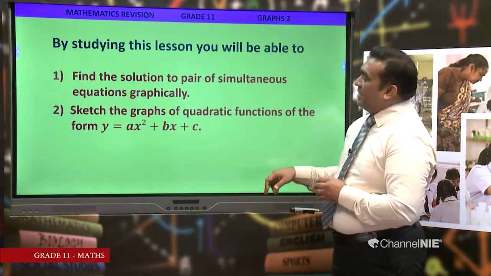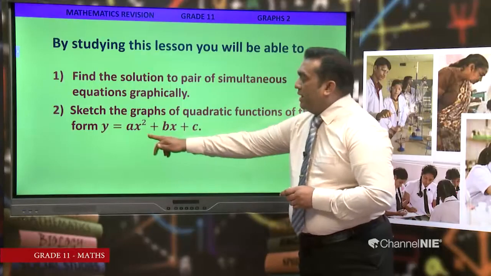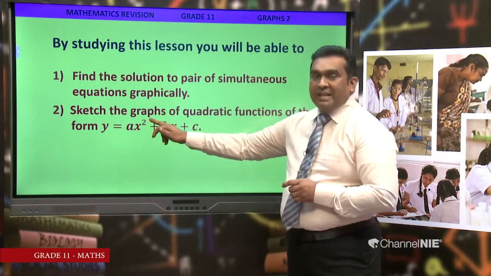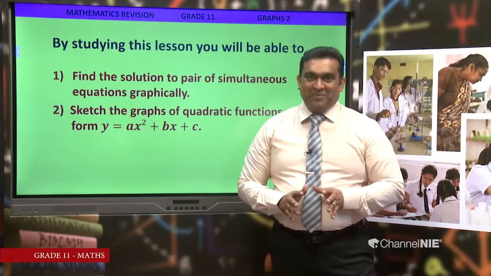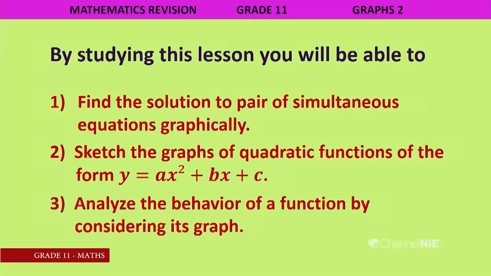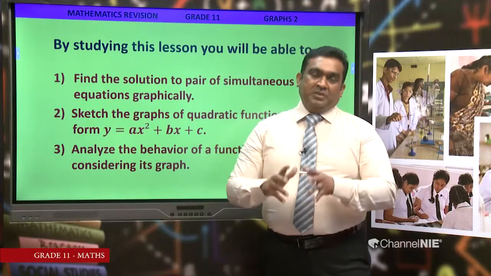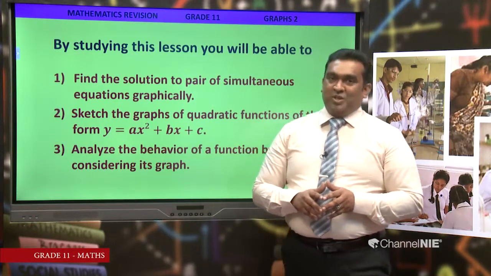Next, sketch the graphs of quadratic functions of the form y equals ax squared plus bx plus c. This is the standard form of a curved line graph. How to define a? a is not equal to 0, a is a real number, b is a real number, c is also a real number. Analyze the behavior of a function by considering its graph. We are going to analyze how the graph behaves according to the nature of the equation.